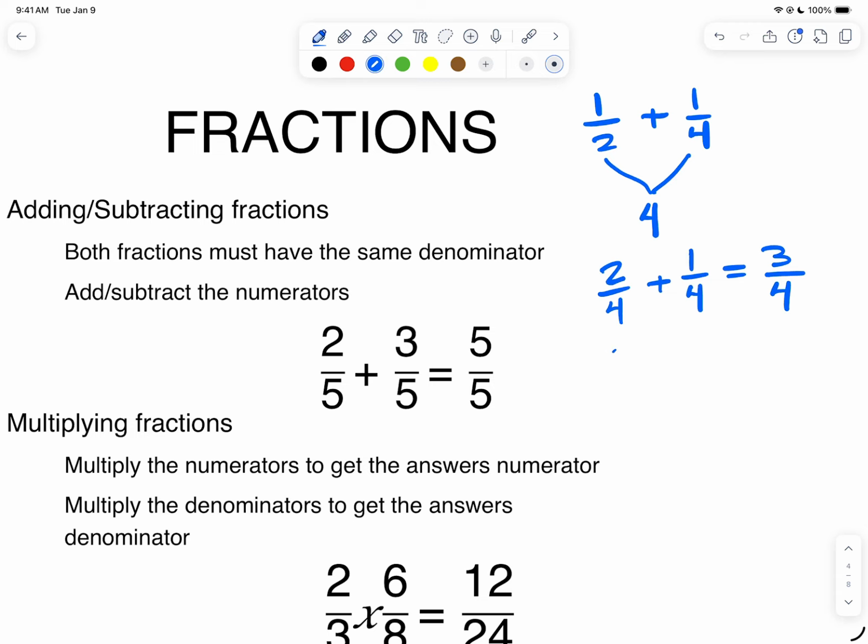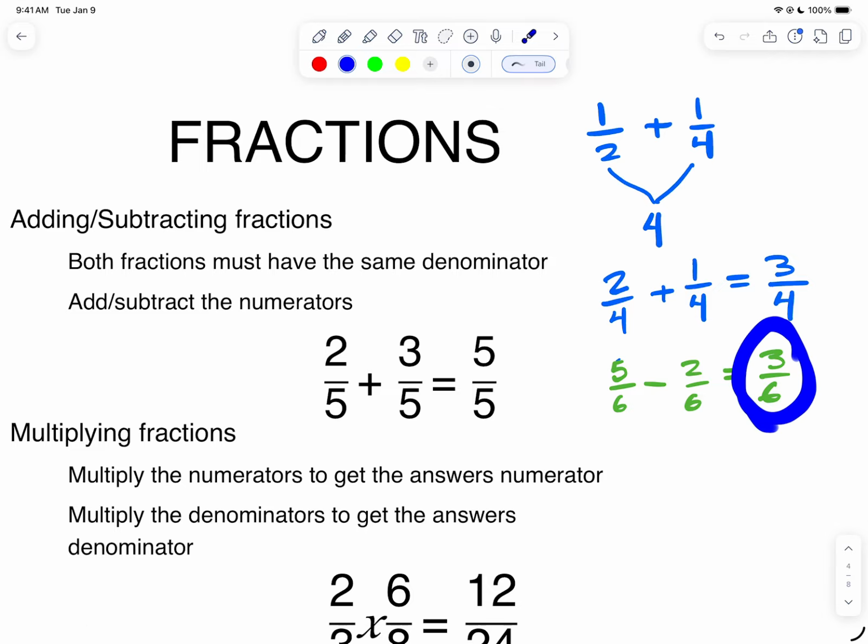So let's say we had, and I'll use a different color for this example, 5/6 minus 2/6. You're going to ask yourself, is the denominator the same? Yes, it is. It's both 6. So we can subtract, and 5 minus 2 equals 3. So that's 3/6, right? And here we can simplify this because we can divide both the 3 and the 6, and we get 1/2. So our answer is 1/2.